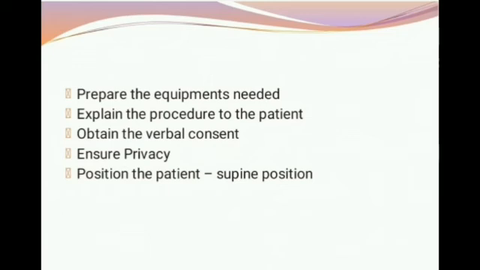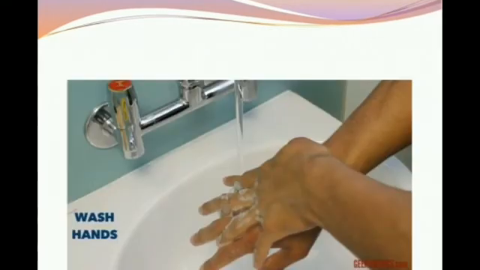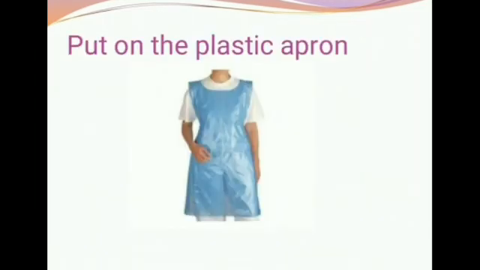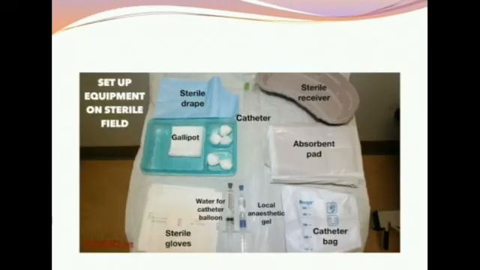Prepare the equipments needed. Explain the procedure to the patient. Obtain the verbal consent. Ensure privacy. Position the patient supine position. First, perform hand washing. Put on the plastic apron. The equipments are sterile drape, gallipot, catheter, water for catheter balloon, sterile gloves, catheter bag, adsorbent pad, sterile receiver.